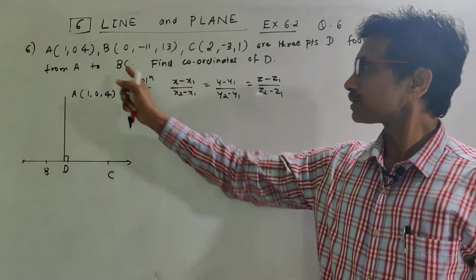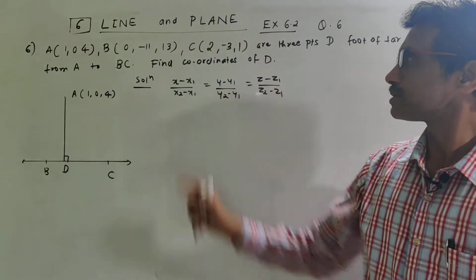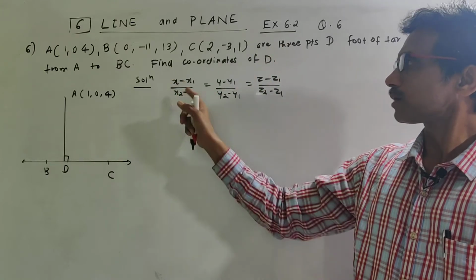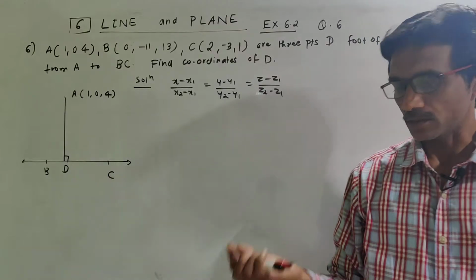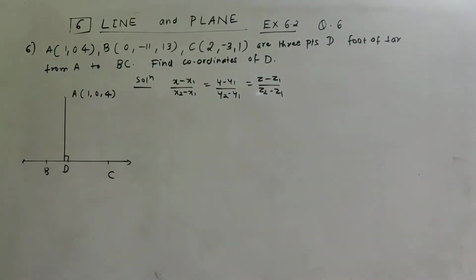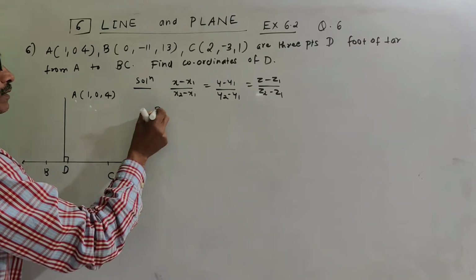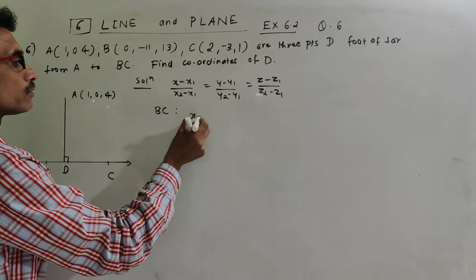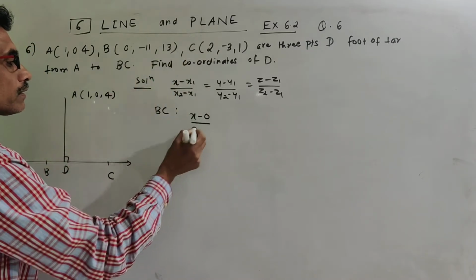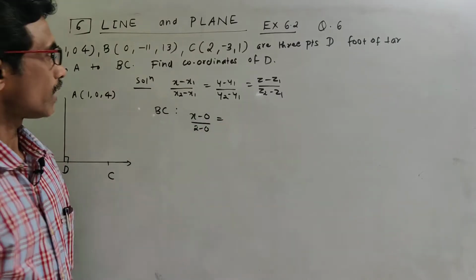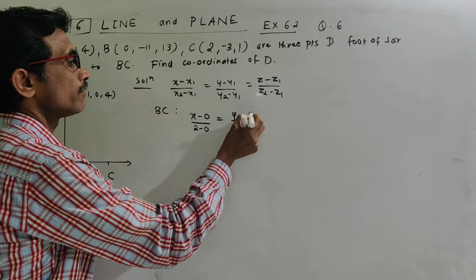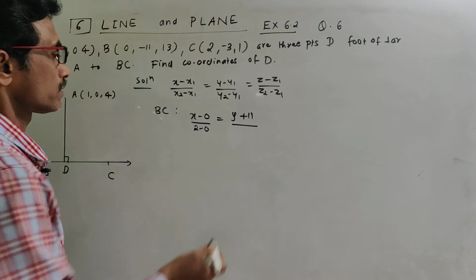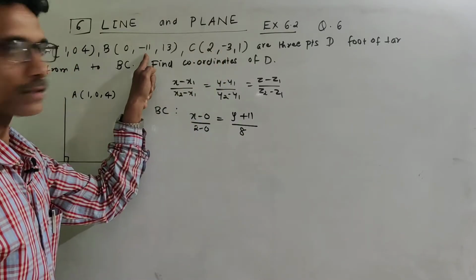So how do we get the equation of line BC? With x1, y1, z1 and x2, y2, z2, by using this formula we can find the equation of line BC. Equation of line BC is: x minus x1, that is x minus 0, upon x2 minus x1, that is 2 minus 0; y minus y1, so y plus 11, upon y2 minus y1. What is y2 minus y1? That is minus 3 plus 11, which is 8.